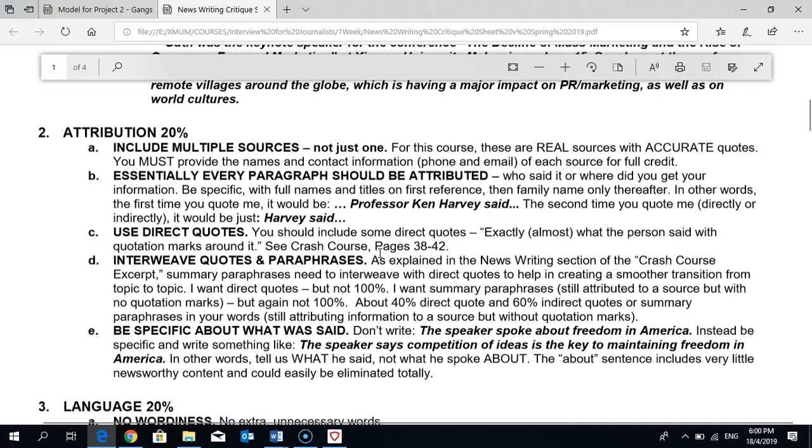But the second one that used to be the first one is essentially every paragraph should have attribution. So attribution is who said it, or if it came from a documented source, where did it come from? In some cases, if you're quoting the same person repeatedly, of course, you do go back and forth between, Harvey said and he said and Harvey said and whatever. But it might be possible that you can leave a paragraph without attribution. But that's only if there's absolutely no question where this information came from. And so I very rarely have a paragraph without attribution.